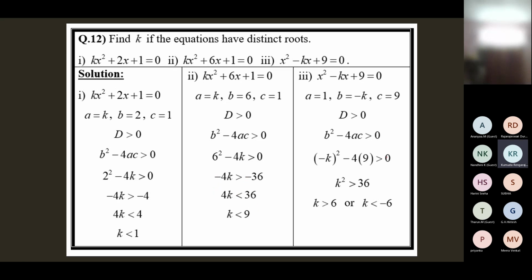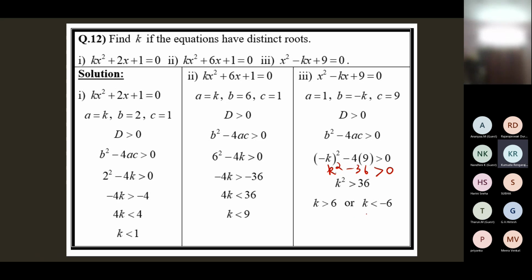And here again, same thing, substitute the values. What do you get here? K square minus 36 is greater than 0. So that means K square is greater than 36 when you transpose.